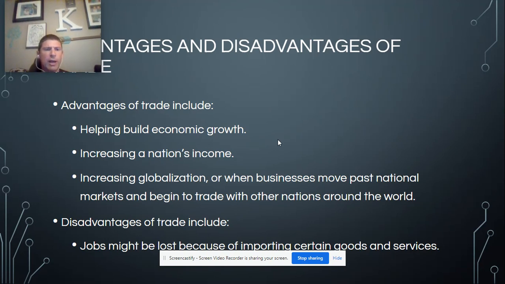There are advantages to trade. It can help build an economy. It increases globalization, countries beginning to work together. But it means jobs might be lost because of importing certain goods and services. Like I said, car manufacturers moving to Mexico lowers the price of our cars and keeps them lower, which is good, right? But that means jobs leave our country, and that's not so good. So there are always advantages and disadvantages to the trade that happens and the choices made by industry to keep prices lower or keep the supply going.